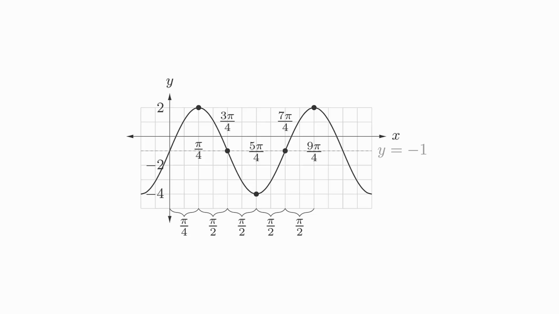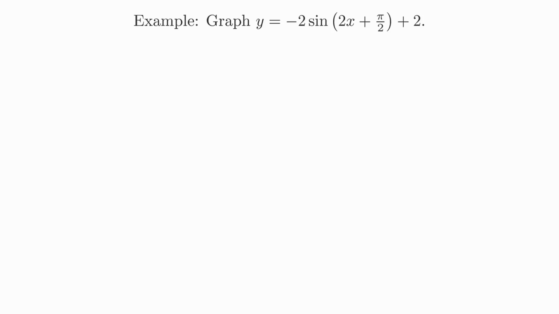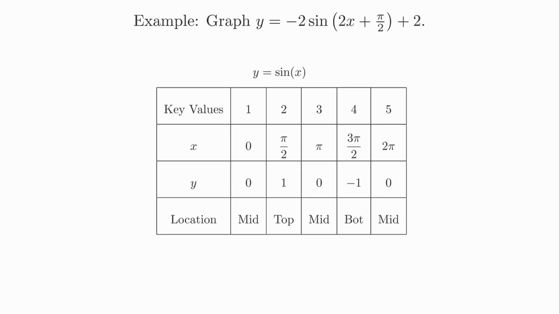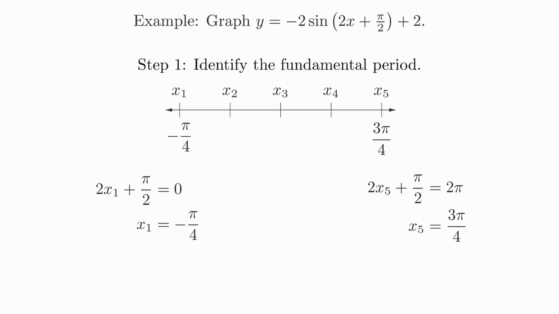We will do one more example. Example. Graph the function y equals -2 sine of (2x plus pi over 2) plus 2. Here's the chart of key values for the sine function. We calculate the fundamental period by setting the argument equal to 0 and 2 pi, which gives us the interval from -pi over 4 to 3 pi over 4.